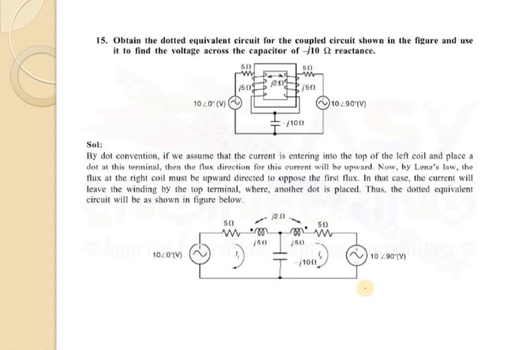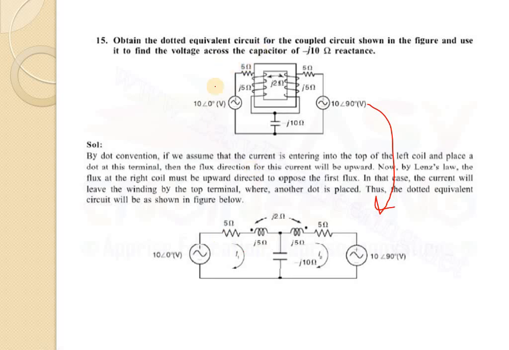So by the dot convention, if we assume that the current is entering at the top left of the coil and place a dot at this terminal, then the flux direction of this current will be upward. Now in the other coil, the flux is marked in the upward direction to oppose the first flux. In that case, the current will be leaving by the top terminal, where another dot is placed. Thus, the dot equivalent circuit will be as shown in the given figure. So this circuit will be converted to the equivalent form in that way.